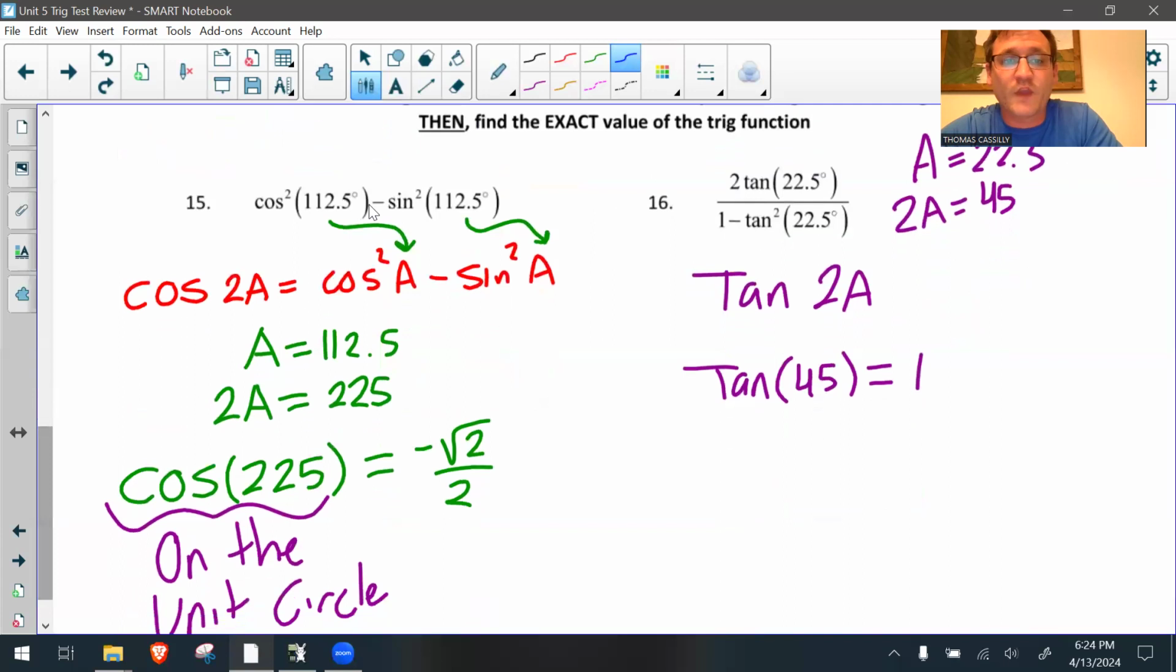On these two, identify what that angle is. In this case, the 212 is A, so double it, and then find it on the unit circle. All right. So there we go.